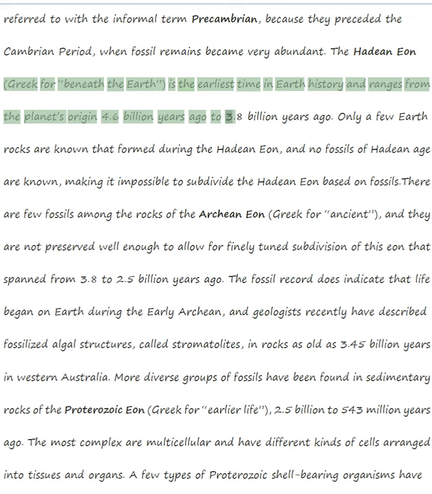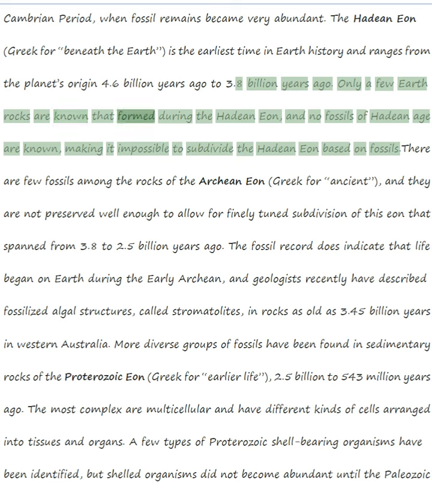The Hadean eon is the earliest time in Earth history and ranges from the planet's origin 4.6 billion years ago to 3.8 billion years ago. Only a few Earth rocks are known that formed during the Hadean eon, and no fossils of Hadean age are known, making it impossible to subdivide the Hadean eon based on fossils.